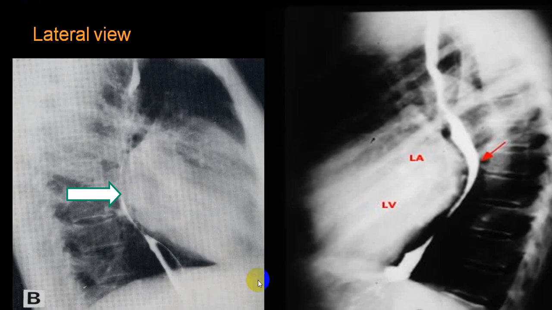This you can see in a lateral view. You can see a pressure effect on the esophagus. This is because of a big LA. You can see there is a big LA. This is the pressure effect. And that can happen if there is a tight mitral valve.